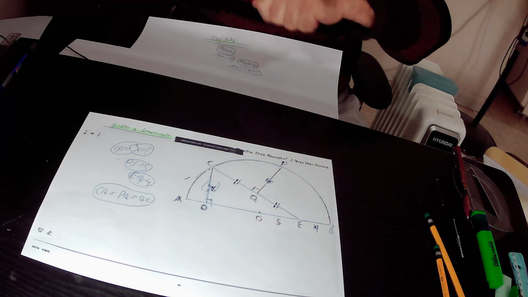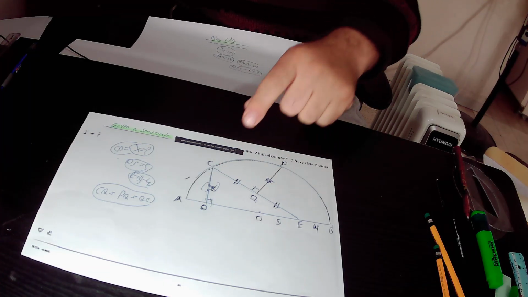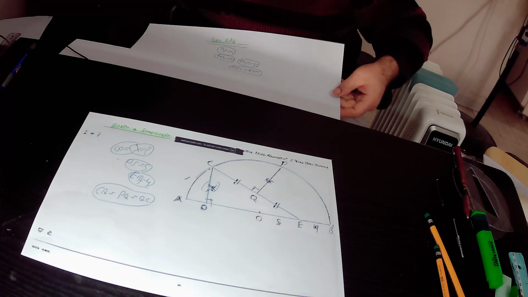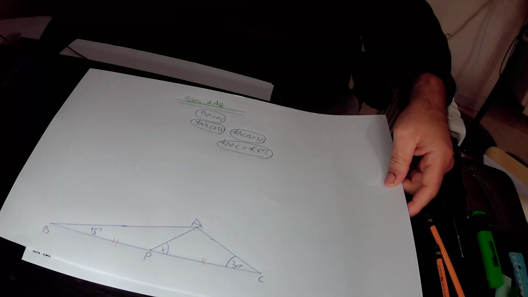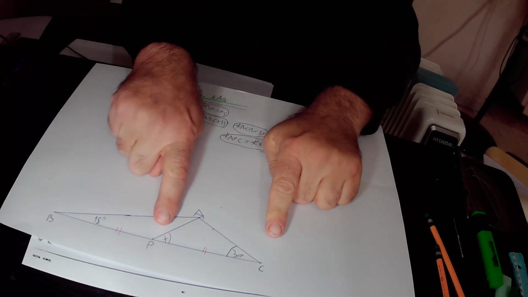So we have to find the length of line segment CD equals x. So we start with the first question. In the drawing, we have triangle ABC. We know that BP equals PC.